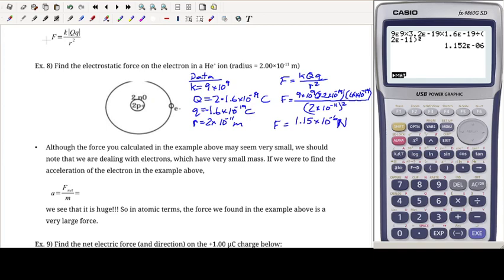Force is still measured in newtons, just like always. And I'm going to round this to 3 sig figs. If you wanted to round it to 2, it would be 1.2 times 10 to the minus 6 newtons. That would also be fine as an answer. So there's your final answer.